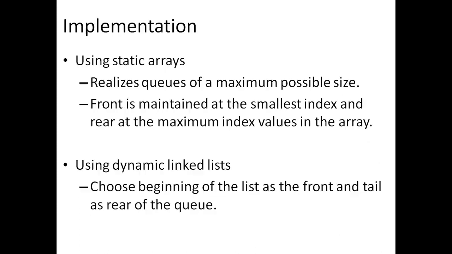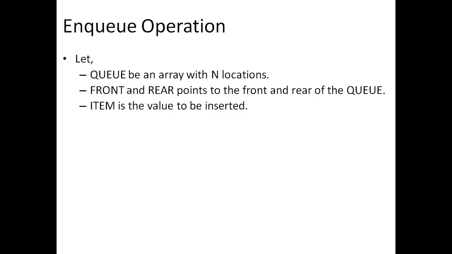Now we have to talk about the implementation part. If we talk about queues, then there are two ways to implement queues. One is with the help of arrays and another with the help of linked lists. So now, starting with the array implementation, we will look at the enqueue and dequeue operations first. Then we will have a look at the other functions.